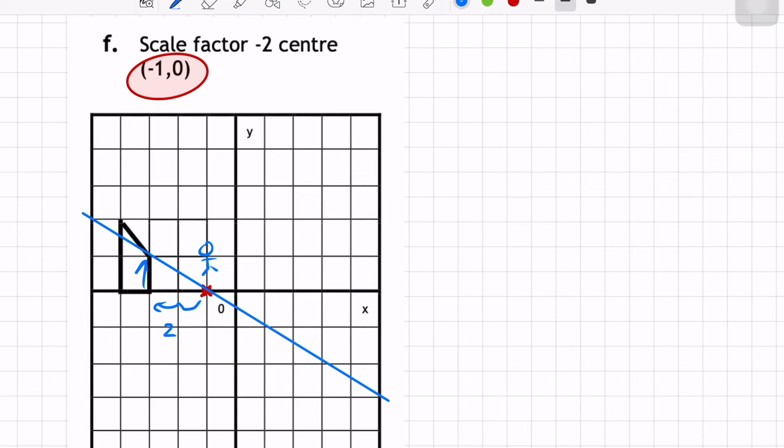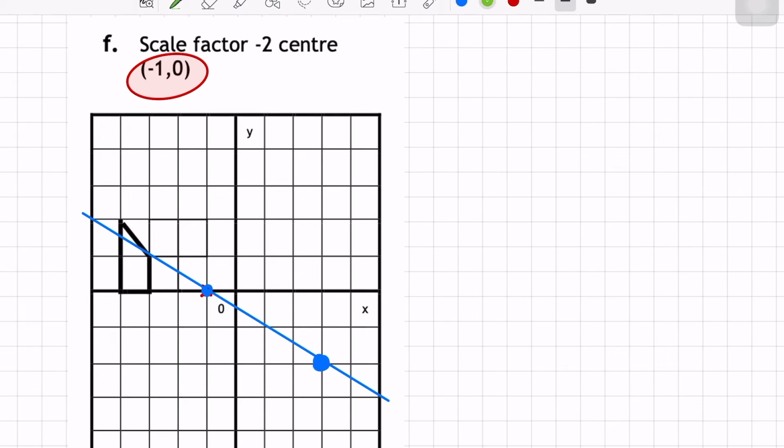Because we are told that the scale factor is -2, it's negative. So I'm going to go in the opposite direction from the enlargement center. So we are starting at the enlargement center and we need to go in the opposite direction 4 squares to the right, 2 squares down. Label this point. This is our new point.